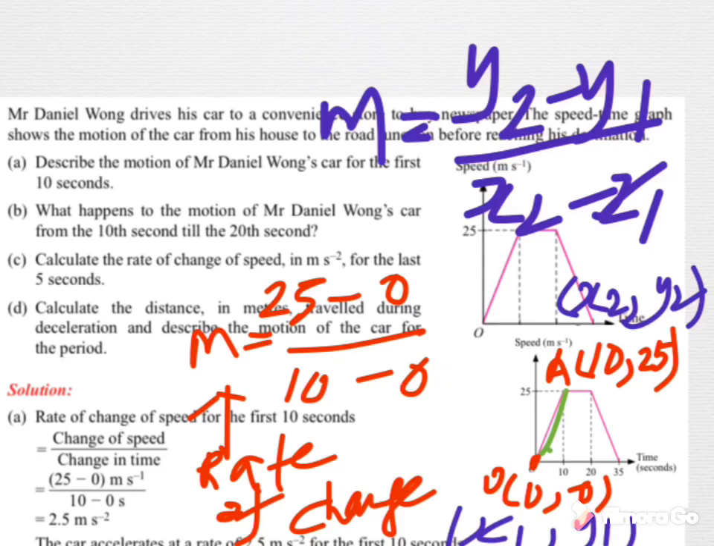First of all, if you want to find the rate of change of speed, you need to label the points on the line OA, the green color line. So O is the origin (0, 0), and A is (10, 25). By using the formula of gradient, m equals y2 minus y1 over x2 minus x1, substitute y2 is 25, y1 is 0, x2 is 10, and x1 is 0. So the gradient is 2.5. The gradient of the speed time graph represents the rate of change of speed. And if the gradient is positive, it means the car accelerates at the rate of 2.5 meter per second squared for the first 10 seconds.